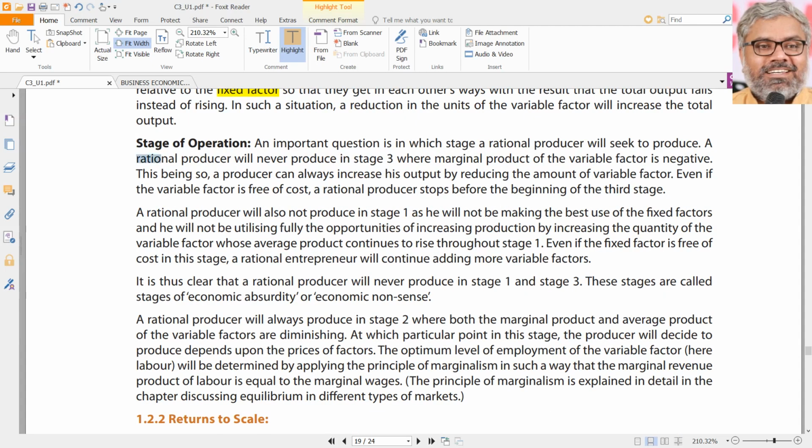No rational producer will produce in stage 3. That is absolutely nonsensical. Why? Because the marginal product is negative. So that is not going to happen. Even in the third stage, no producer will operate. A rational producer should not operate there, naturally.